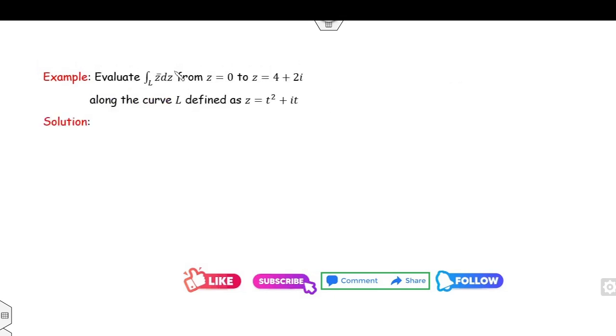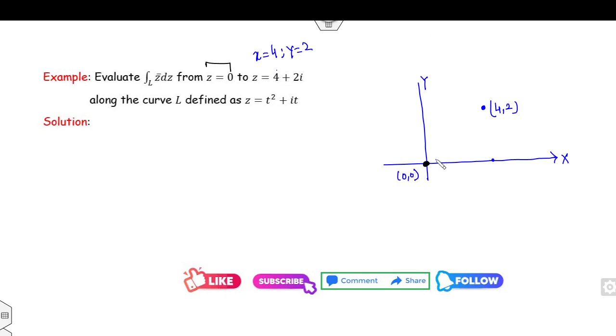Look at this another one. Again, this is the curve. You can draw it from x to y. Z is equal to 0, that is x is 0, y is 0. In this case, x is 4, y is equal to 2. Fine. But it is not given whether it's a straight line or a curve, or what kind of curve it is. But you can see this curve is given as t square plus iota t. Fine. In this case, the equation of the curve is given in this form.